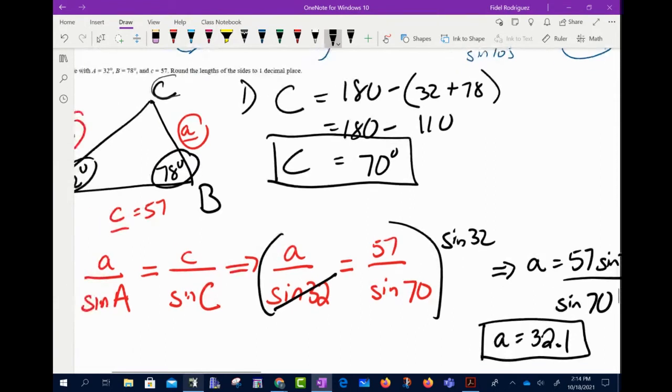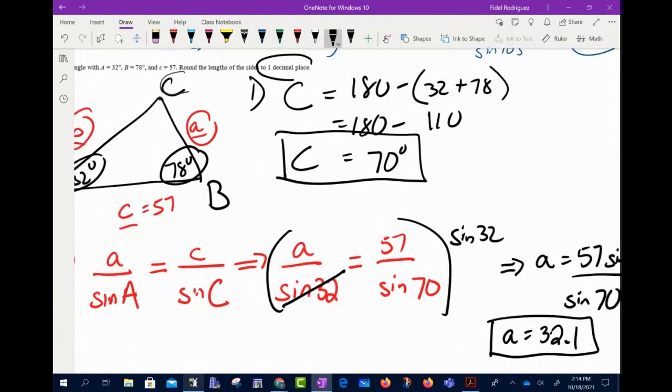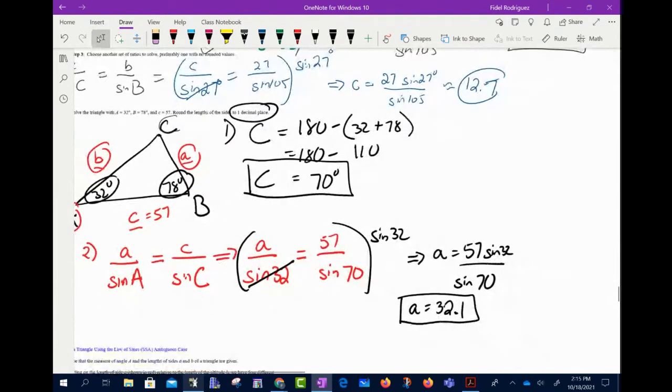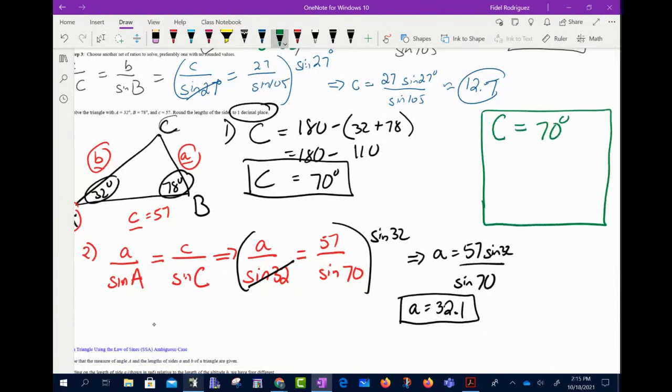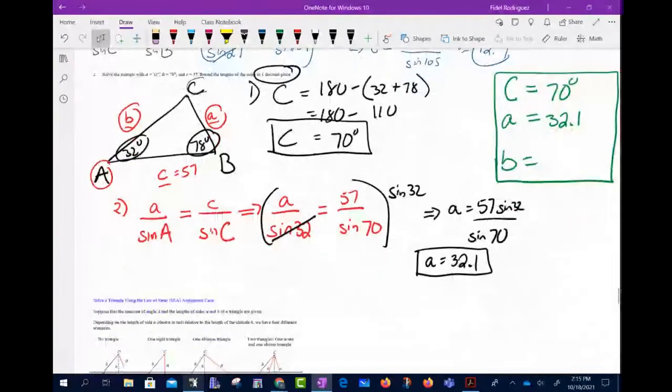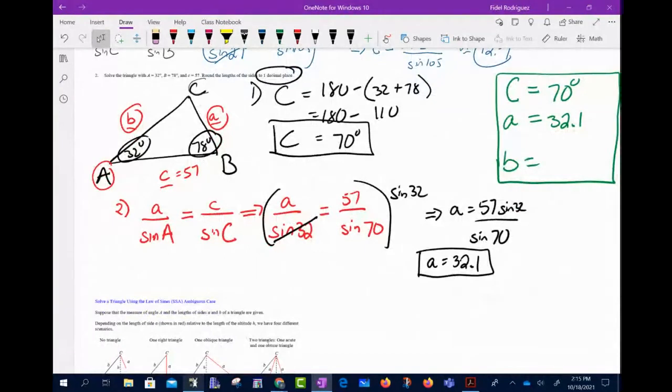All right, and we found that, because it told me right here, y'all, that we're rounding to 1 decimal place. Okay, so let me see if I can zoom out of here a little bit. And what I'm going to try to do here, y'all, is solve our triangle, right? So far, we found that angle C was 70 degrees, and we found that little a was 32.1. The other side we still need to find is side B, okay? So let's see if we can find side b.